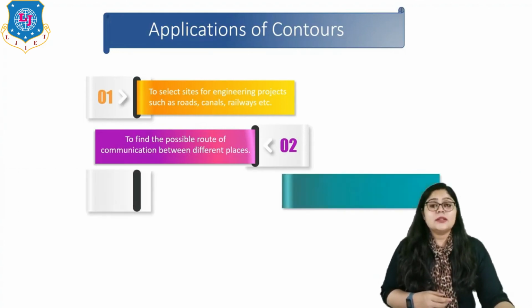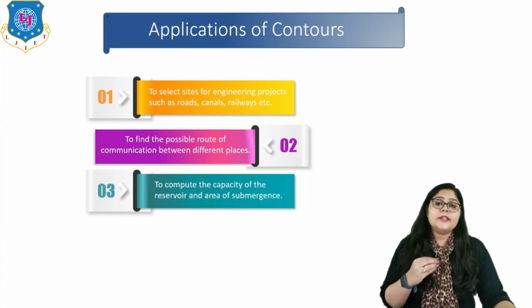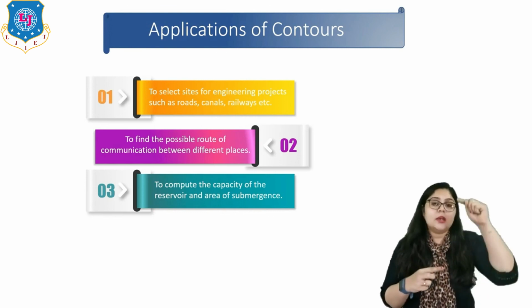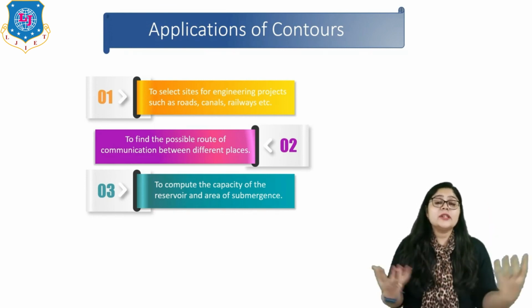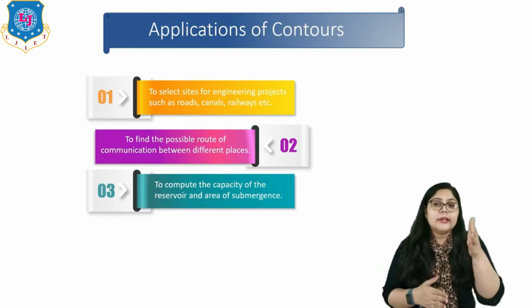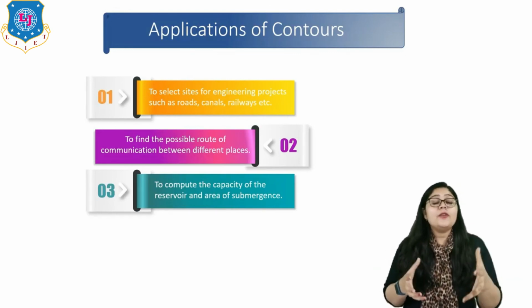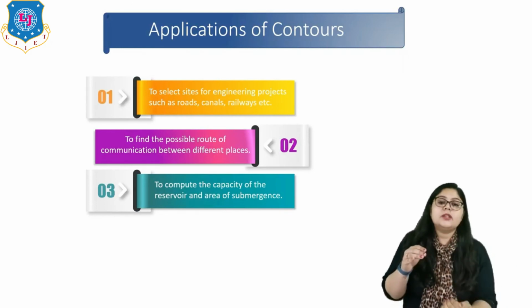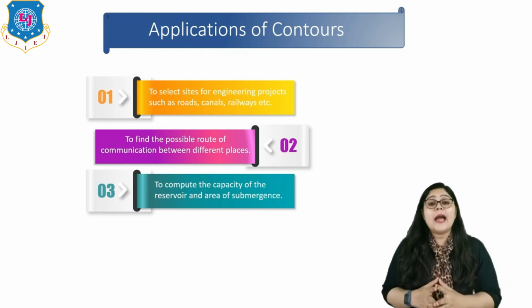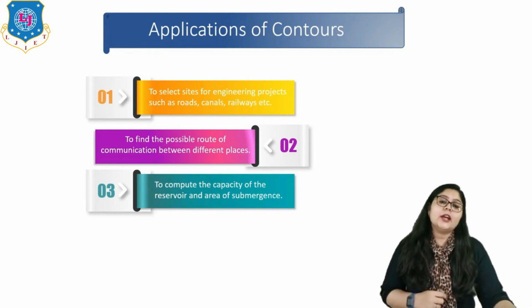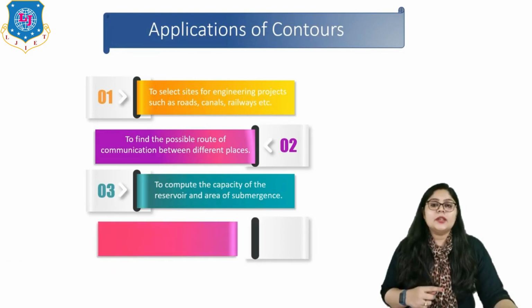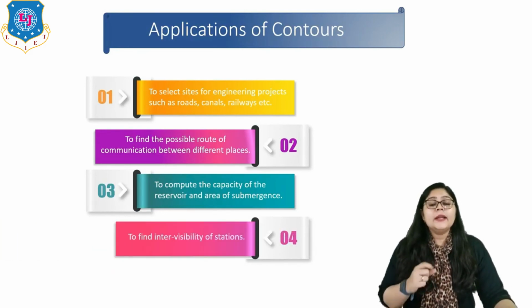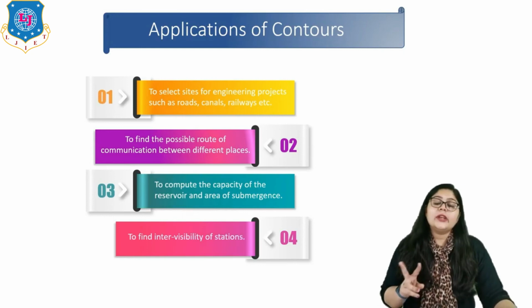The third application says that contours are used to compute the capacity of the reservoir and the area of submergence. Whenever height terms come in the picture, when I am talking about a reservoir, it means the backward portion of a dam where the water is stored. If I want to know the area or the capacity of that reservoir as well as the submergence portion, at that time I have to identify the height. It means I have to deal with the contours, right? Now the fourth application is to find the intervisibility of stations. So whether these 2 points are intervisible or not, right?